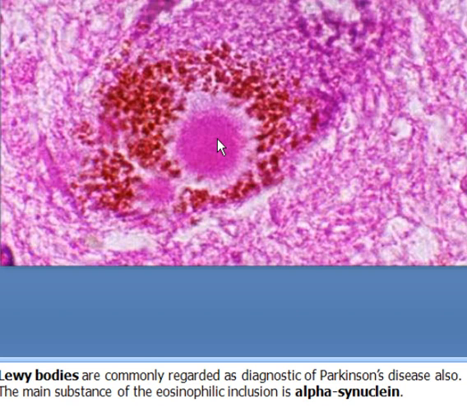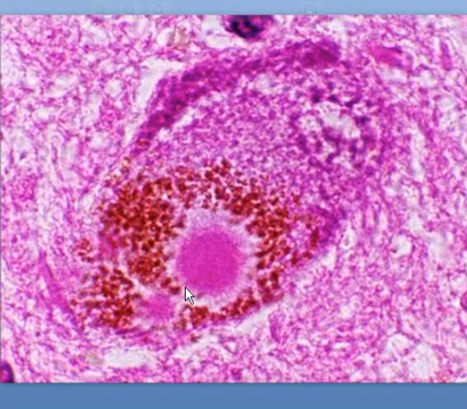And you'd probably say, hey, should we do a Congo red on this? Well, you can, but if you did, it would be negative because it's not amyloid. It's alpha-synuclein. Remember, alpha-synuclein, Parkinson's, amyloid, Alzheimer's. Remember that? Okay, so let's talk about the clinical features.